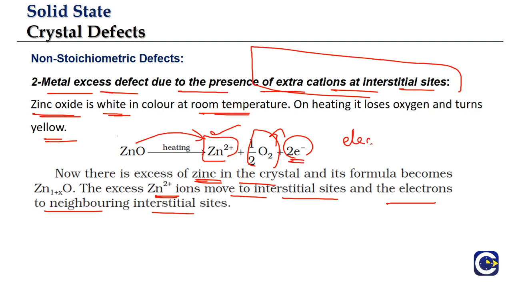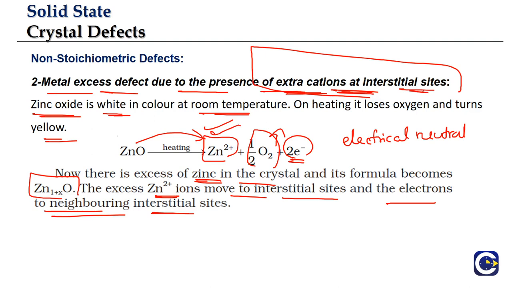Overall we have electrical neutrality that is maintained, but the Zn2+ ions will not be able to maintain the previous lattice points. They will go and occupy the interstitial sites, and the neighboring interstitial sites are taken by what? Electrons. So as a result, the substance is now going to have more zinc, and that is happening because of the loss of oxygen, which was the previous anion substance, and the corresponding cations are going and occupying the interstitial sites. Only the stoichiometry is going to change. The electrical neutrality will still be maintained.